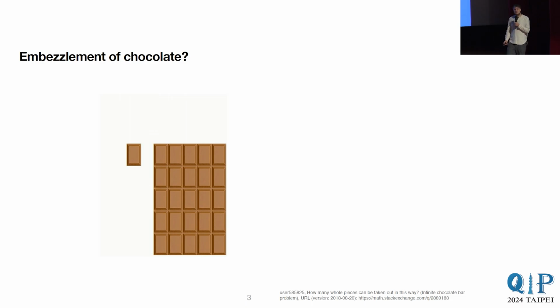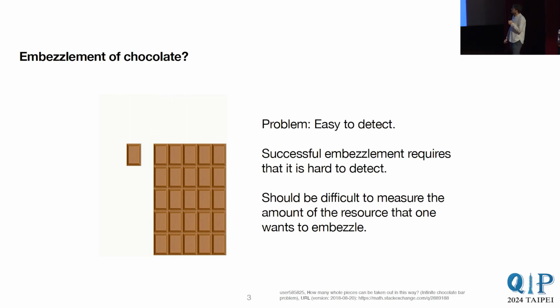Of course, that's not true. This is not really a good way to do embezzlement, because it's very easy to detect, right? You could just take this leftover bar of chocolate and look at how much it weighs, and you will find that one piece of chocolate has gone missing. So if you want to do successful embezzlement, you should do it in such a way that it's very hard to detect. Ideally, it should be difficult to measure the amount of the resource in the first place that you want to steal. This is something to keep in the back of your mind for the rest of the talk.